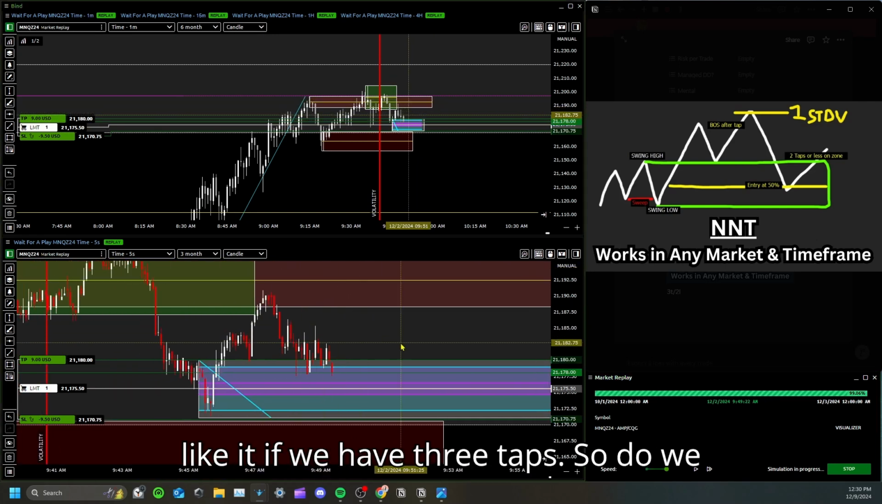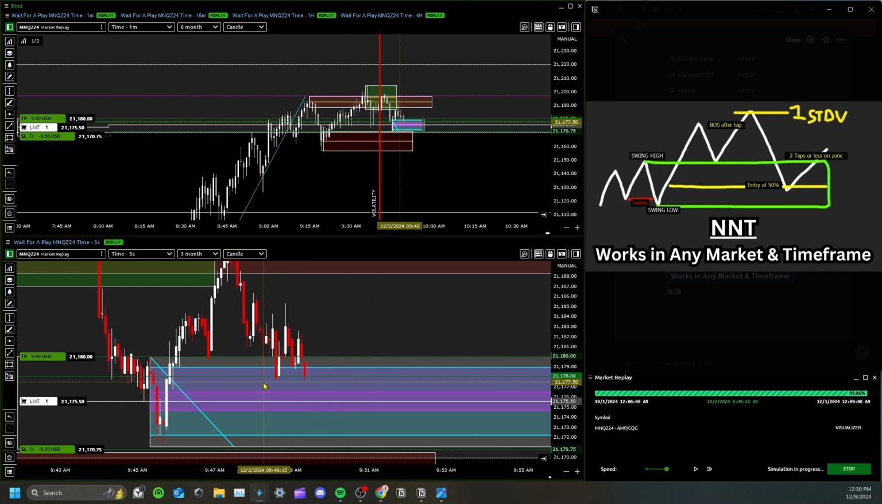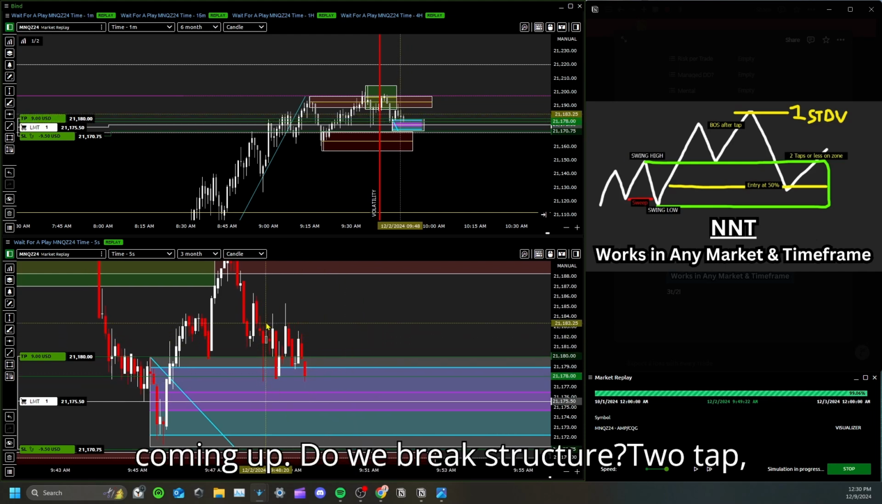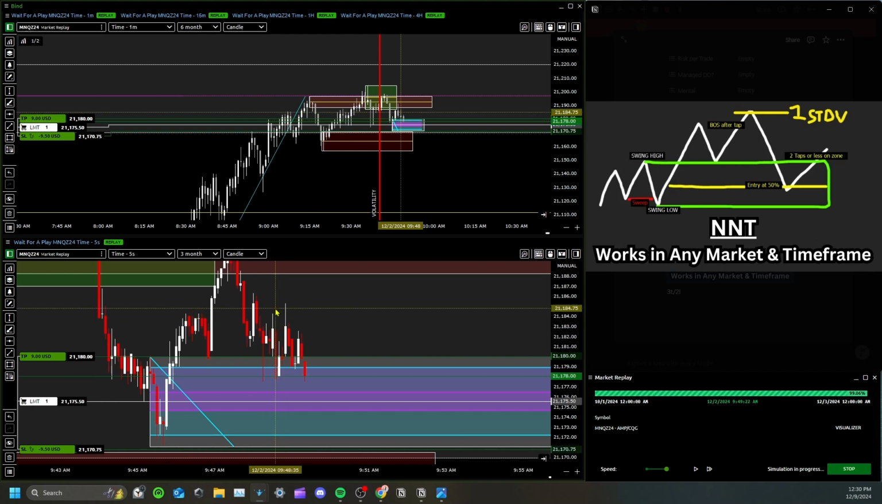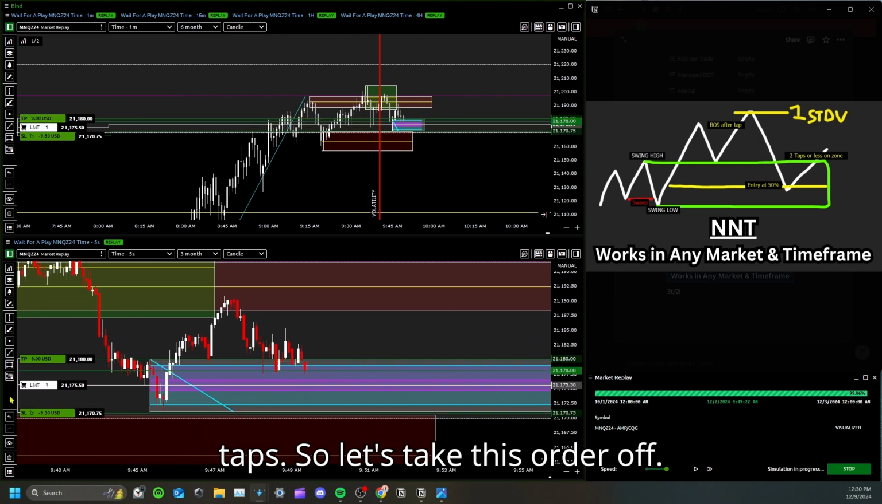So I don't like it if we have 3 taps. So do we see 3 taps here? We have one tap coming up. Do we break structure? 2 tap, 3 tap. You know what? I don't like this just because of the amount of taps. So let's take this order off.